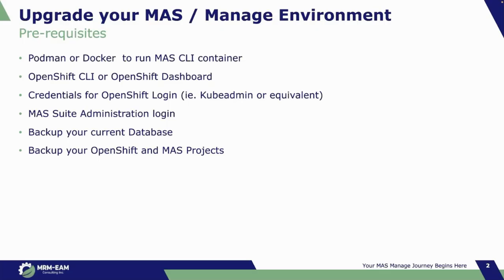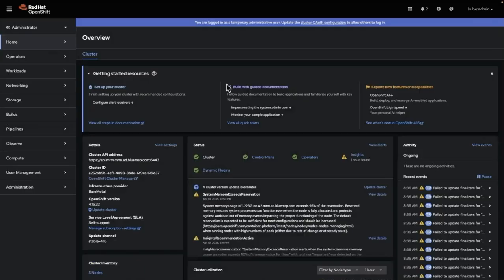And lastly, make sure that you have backups of your current Maximo Manage database, as well as backups of your OpenShift project for MAS. There are a number of different ways that your system can be patched. The one that I'm going to go through today is simply showing you some of the configurations that you may want to control by enabling or disabling, in other words, automatic or manual. We're going to be using the MAS CLI to actually do the MAS Manage update.